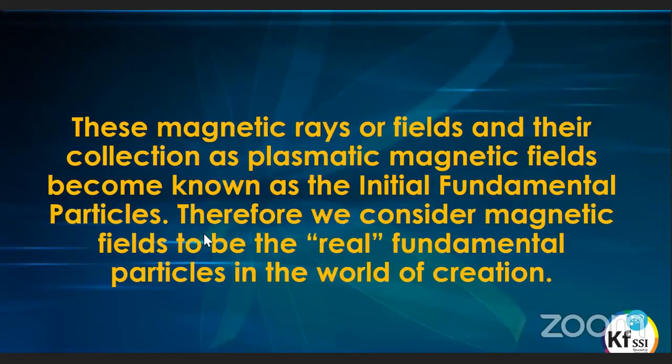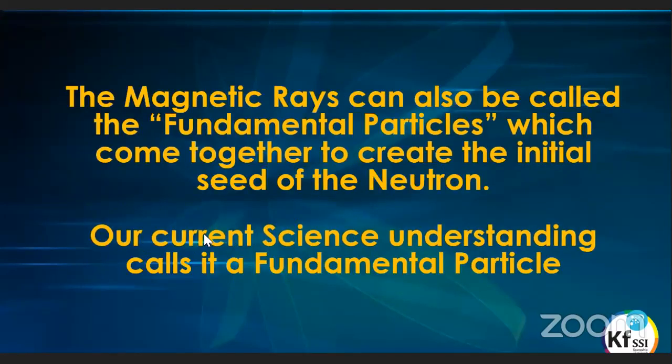So these magnetic rays or fields and their collection as plasmatic magnetic fields become known as the initial fundamental particles. Therefore, we consider magnetic fields to be the real fundamental particles in the world of creation, because they're all around us, and it's this interaction of them that starts creating that initial seed of the plasma, which can lead to the creation of a new planet somewhere. And these magnetic rays can also be called the fundamental particles, which come together to create the initial seed of a neutron.